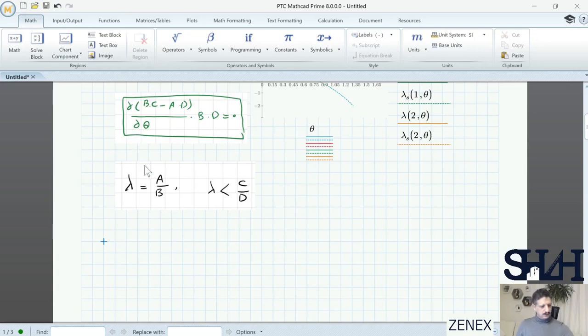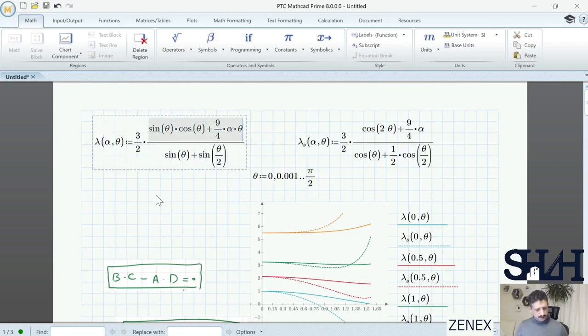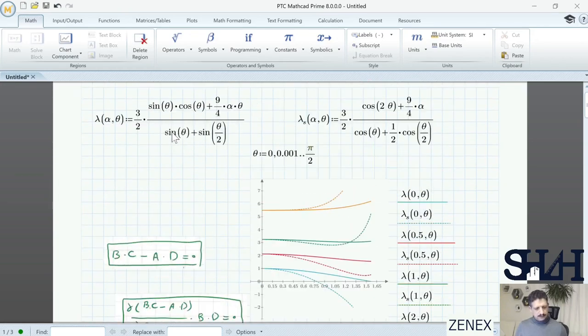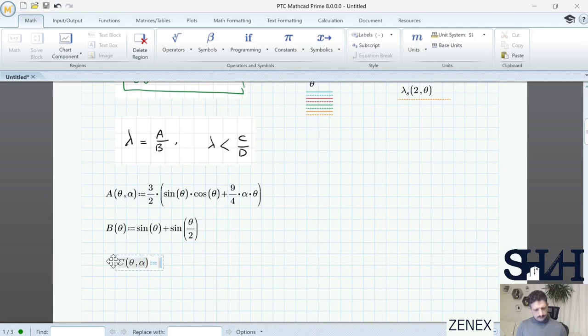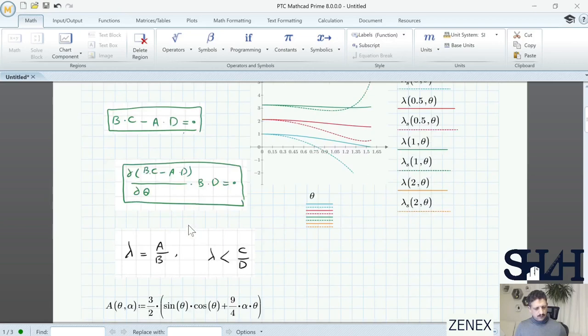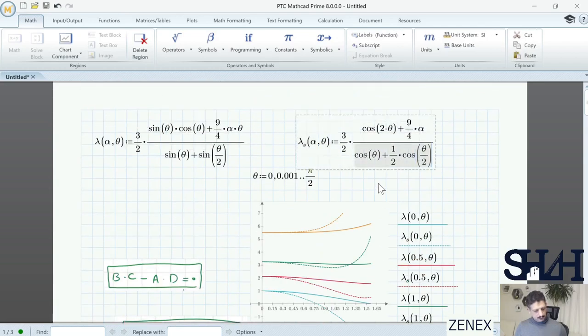Now let's calculate. A is a function of theta and alpha, and it's going to be 3 divided by 2 times the numerator of this lambda equation. Then B as a function of theta is the denominator of lambda. C is a function of theta and alpha, 3 divided by 2 times the numerator of the stability condition, and then D is a function of theta, which is the denominator.